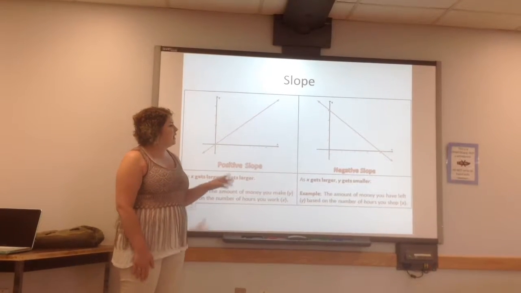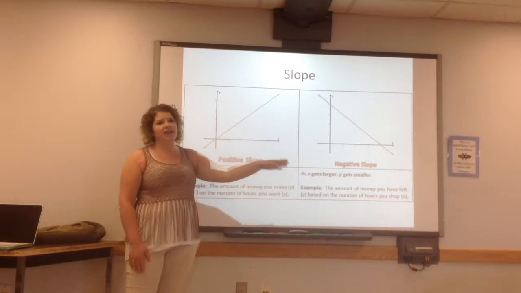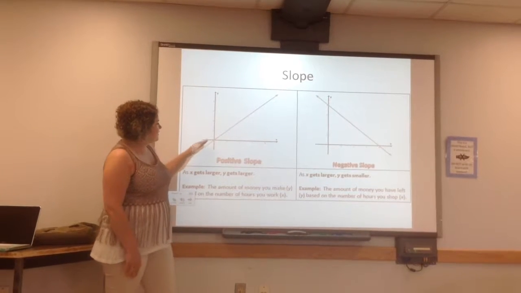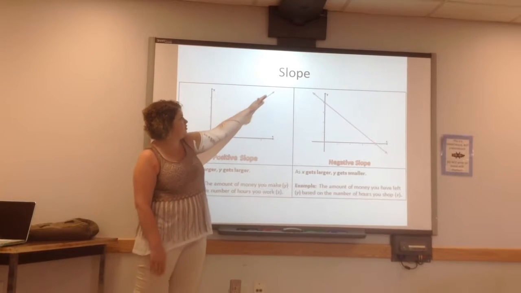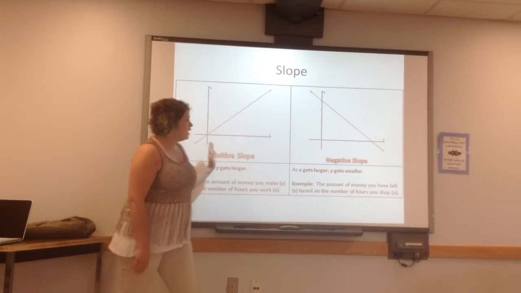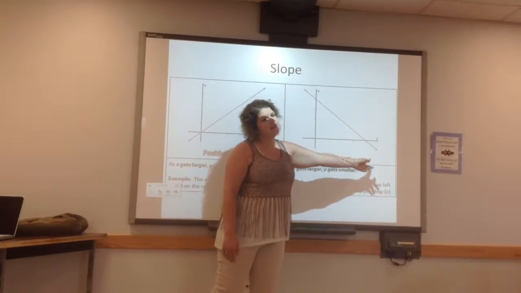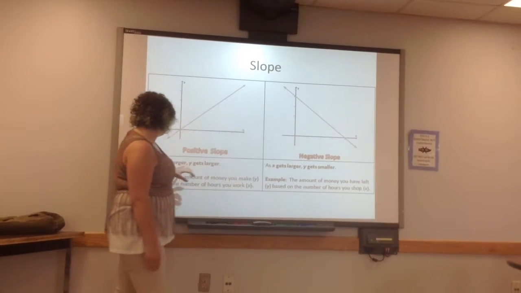Slope can be either positive or negative. And you've probably noticed that we've only looked at slopes that look like this, that kind of continue to go up from left to right. But what if we have a slope that looks like this? Well, let's take a look at this first.